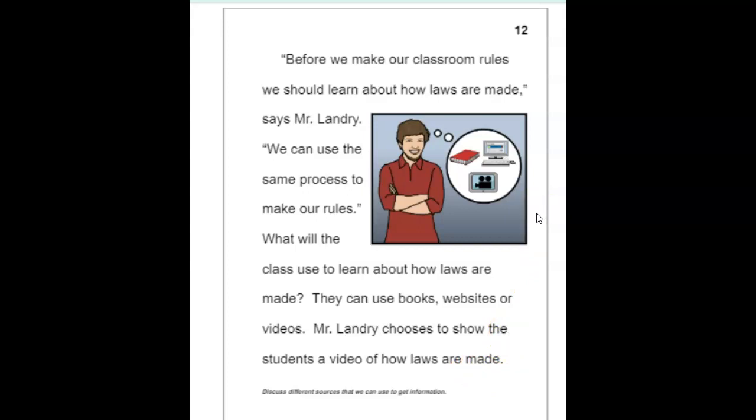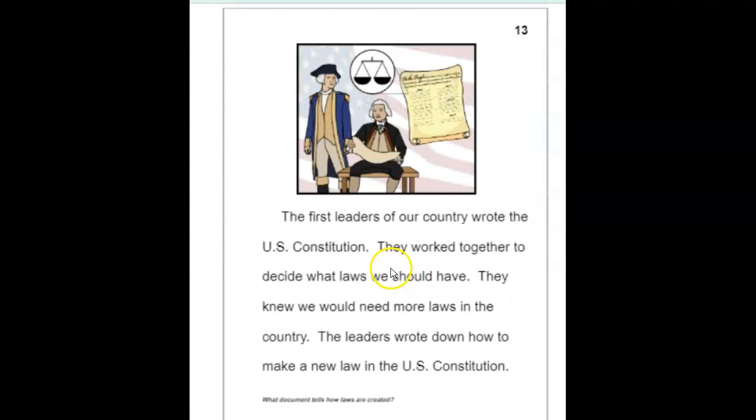Our discussion question is, what are some of the different sources that we can use to get information? What document tells how laws are created? That is a question I have for you.